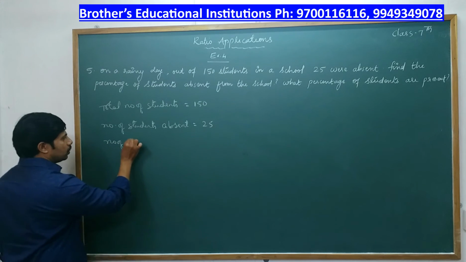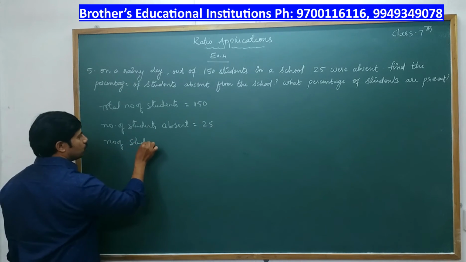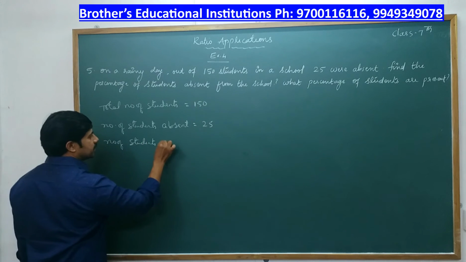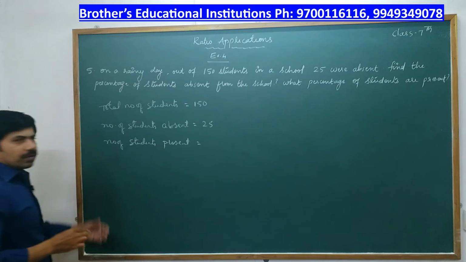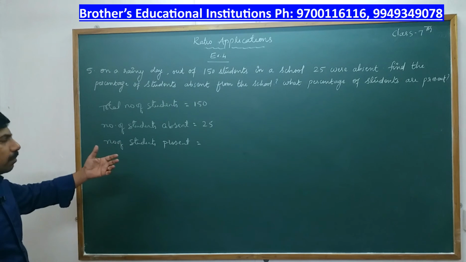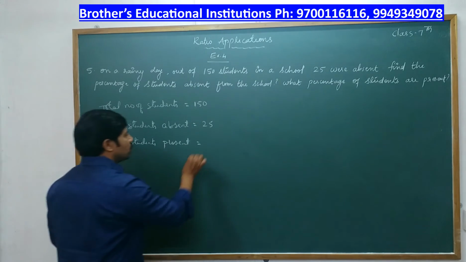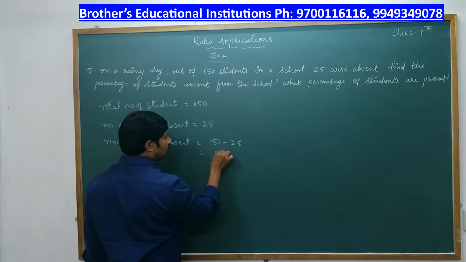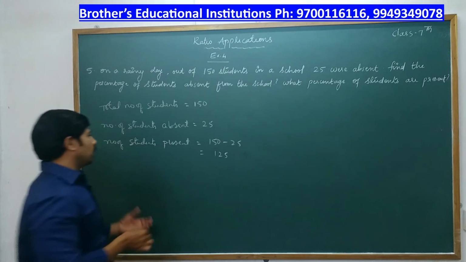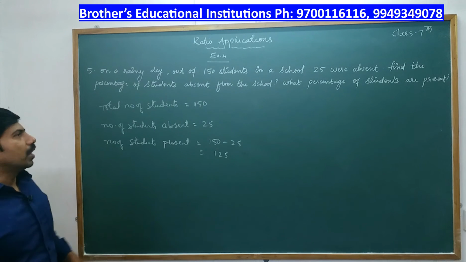So we find out the number of students present. How to find the number of students present? From the total strength you subtract the number of students who are absent, that is 150 minus 25, which is equal to 125. So the number of students present is 125.